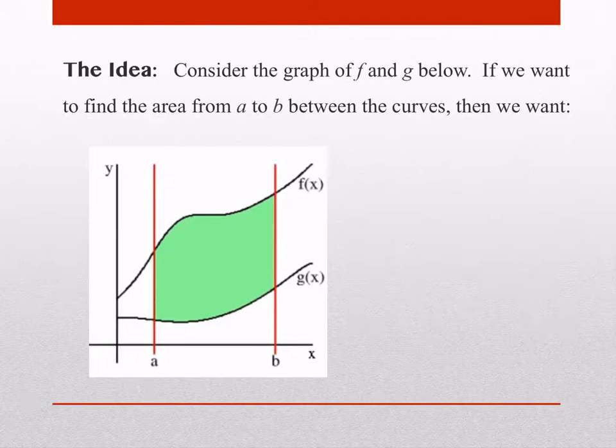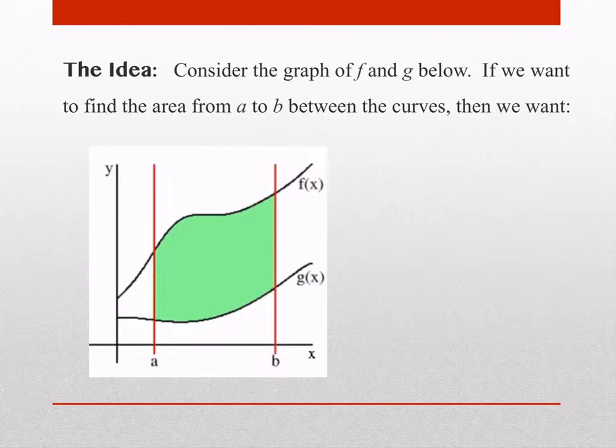So draw this in if your computer didn't print it off correctly. And what we want to do is find the shaded region that's in green. Imagine that you actually just wanted to find the area of f of x all the way to the x-axis. That would be the integral of f of x between a and b. And if you wanted to find the area underneath g of x down to the x-axis, that would be the integral of g of x from a to b.